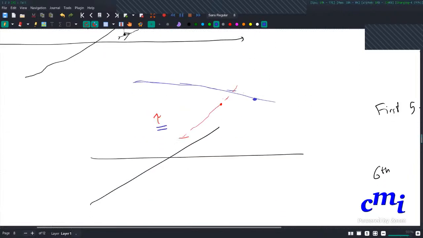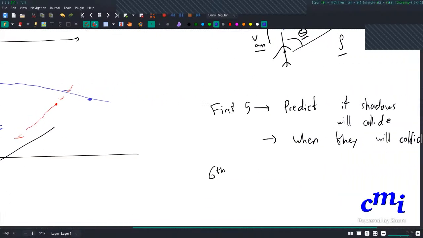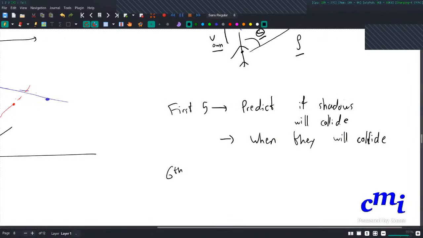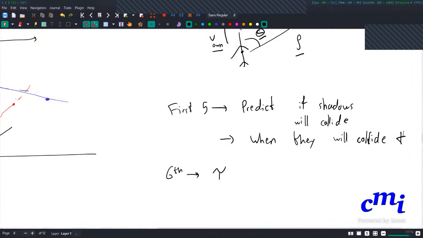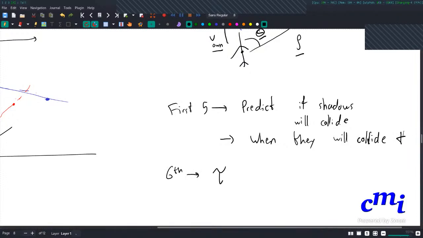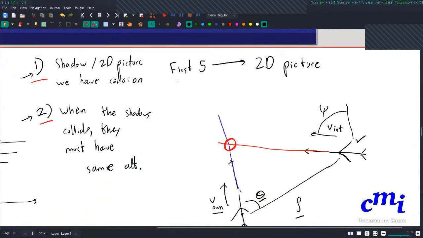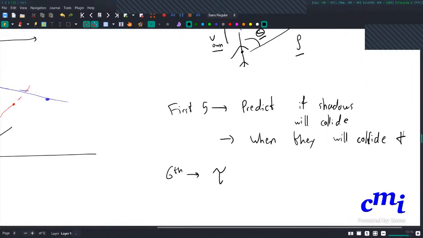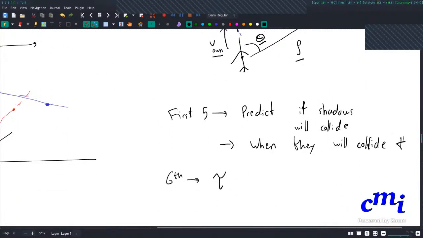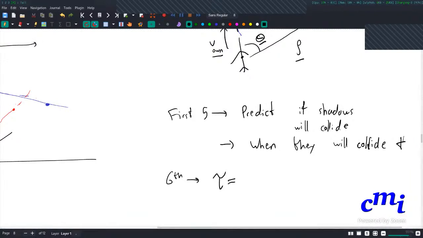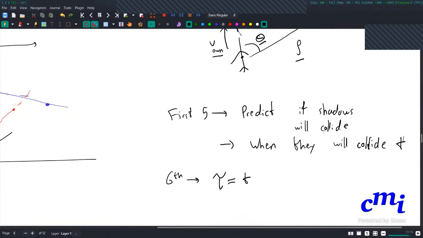So from the first 5 inputs, we know that the shadows will collide after some time. Let's call it t. And the 6th input tells us that they'll be at the same altitude at the time tau. So we will have a collision if and only if the shadows collide exactly when the 2 aircraft are at the same altitude. The shadows should collide and the aircraft should have the same altitude. So that means we'll have a collision if and only if tau is equal to t.